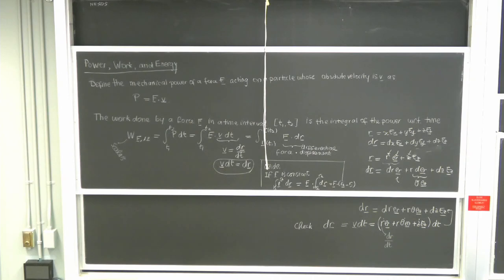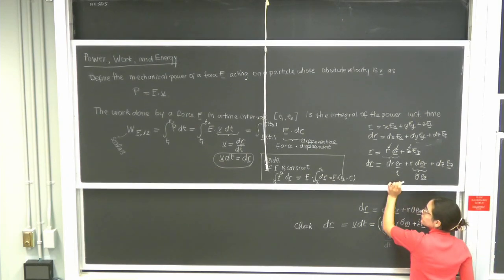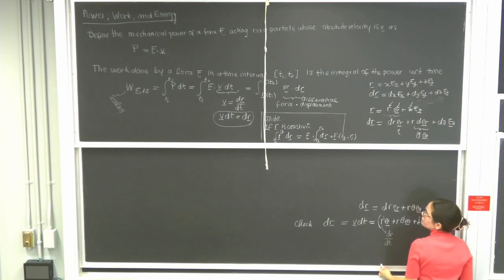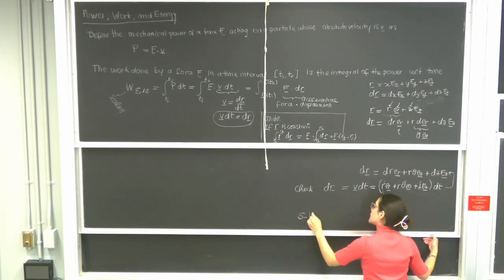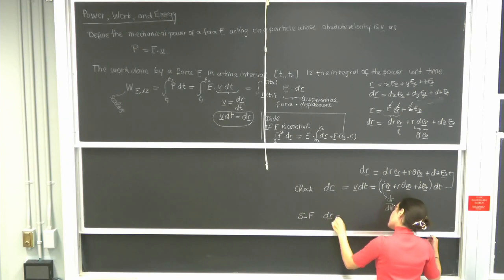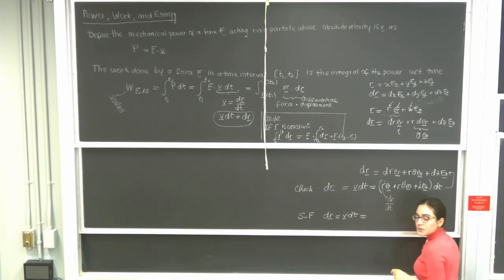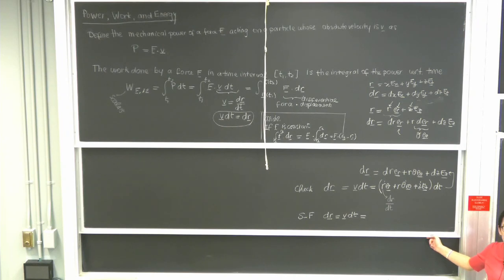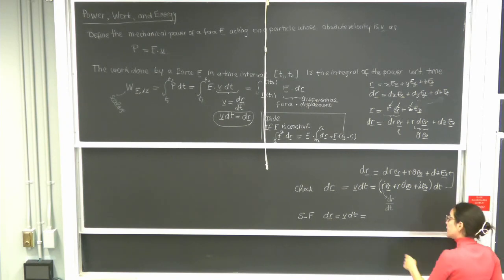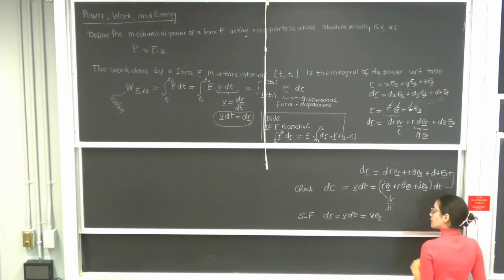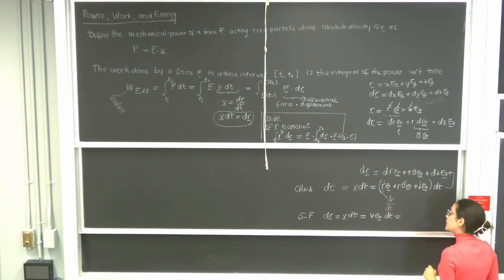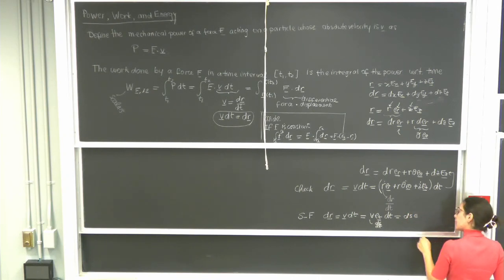So then in the Serret-Frenet basis, I have dr is v dt again. And how did we express the velocity in the Serret-Frenet basis? Anyone? Yes? What was it? v et, right? v et and then dt. That would be, well, v is just ds by dt. So that would be ds et.